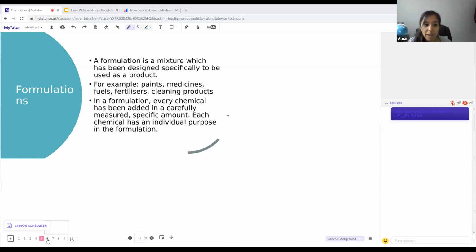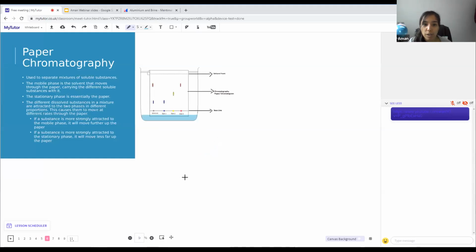Okay, let's move on from formulations then to chromatography. And as I said, we have looked at this before, but I want to look at it in a bit more detail today to make sure that everyone understands it, because all of the exam boards want you to be able to have a clear grasp on paper chromatography and specifically to be able to analyse chromatograms. It's a very common exam question.